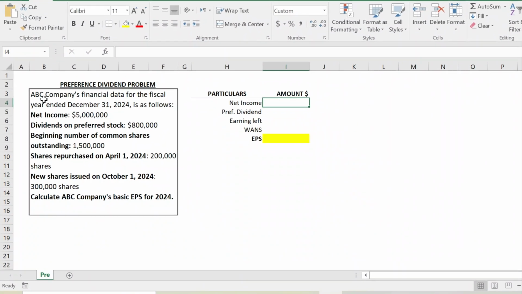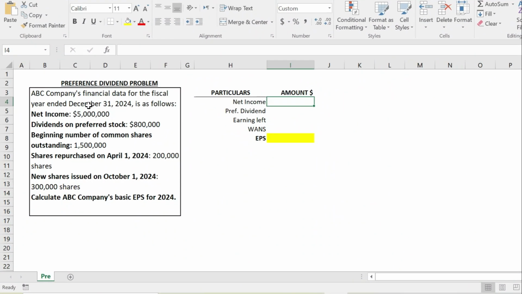I have a problem where ABC company reported a net income of 5 million for the year 2024, and they paid $800,000 in preferred dividends. At the beginning of the year, they had 1.5 million shares outstanding, and they repurchased 200,000 shares on April 1st, 2024, and new shares were also issued on October 1st, 2024, which are 300,000. So how do we calculate the basic EPS for 2024?